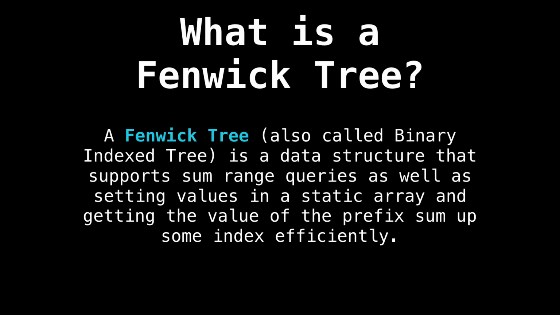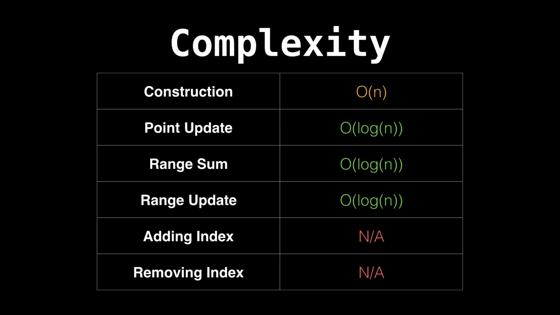So what is the Fenwick tree? The Fenwick tree is a data structure that supports range queries on arrays and also point updates. Also range updates, but we won't be covering that in this video. So its construction is linear time, point updates are logarithmic, range sum queries, also logarithmic, range updates, logarithmic, but you can't, say, add elements to the array. You can't make the array bigger or entirely remove elements.